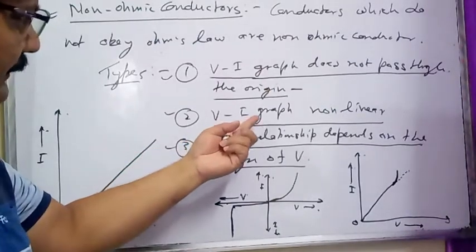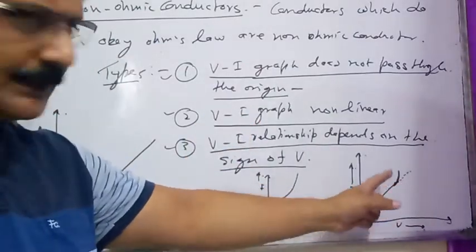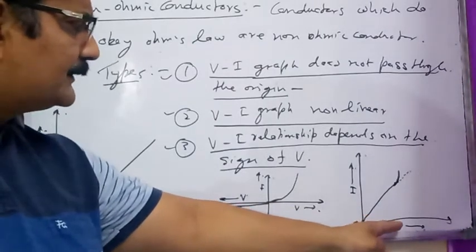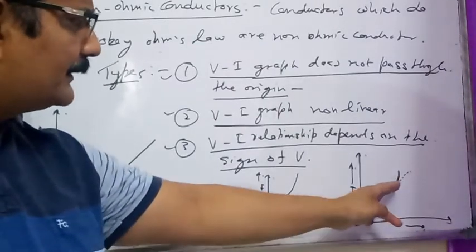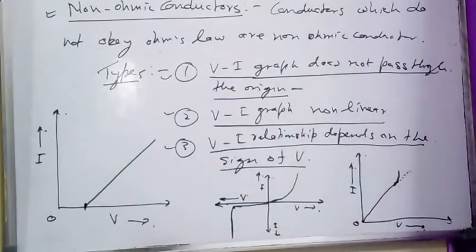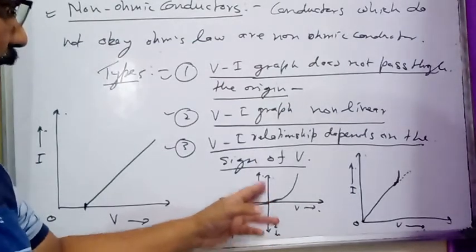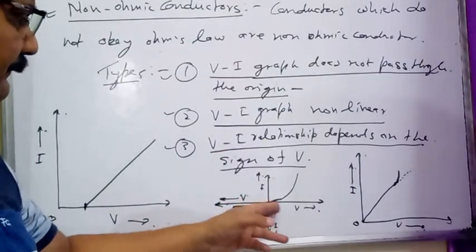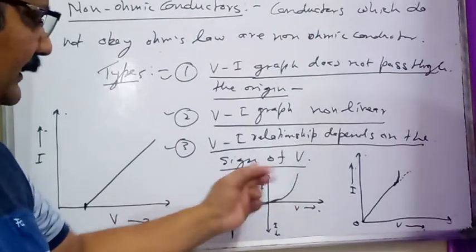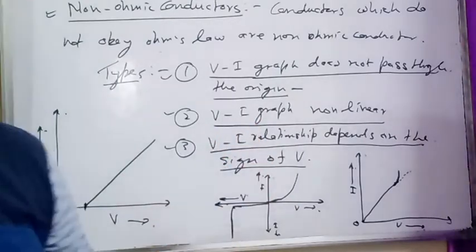Second category, non-linear graph for the metallic conductors or solid conductors. The graph after a certain value of the potential or certain value of the current does not remain a straight line. That is why this conductor is non-ohmic. Semiconductor devices show a different relationship of V to I. The graph does not remain a straight line. That is why this conductor is again a non-ohmic circuit.